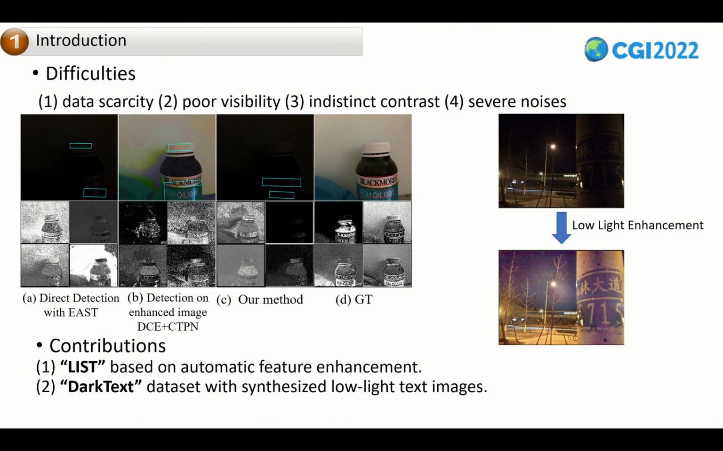In this paper, we propose a low-light text detector based on automatic feature enhancement. For the lack of low-light text detection data, we proposed a new dataset called DocText, synthesizing low-light text images from existing text detection datasets. Finally, we conduct experiments on the proposed dataset and achieve state-of-the-art detection performance.